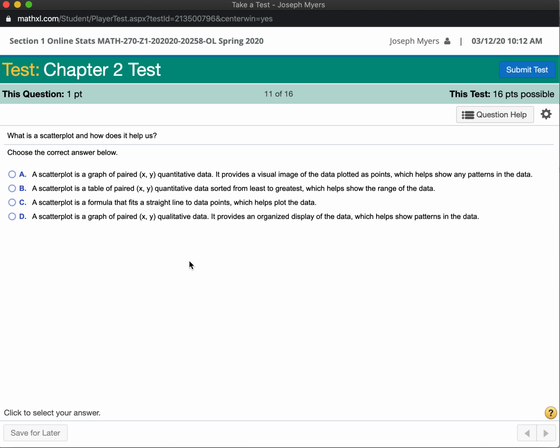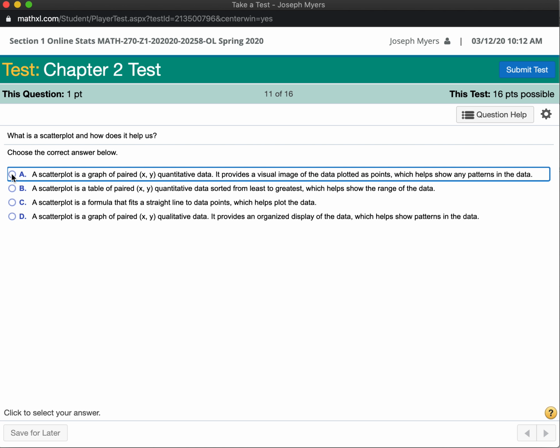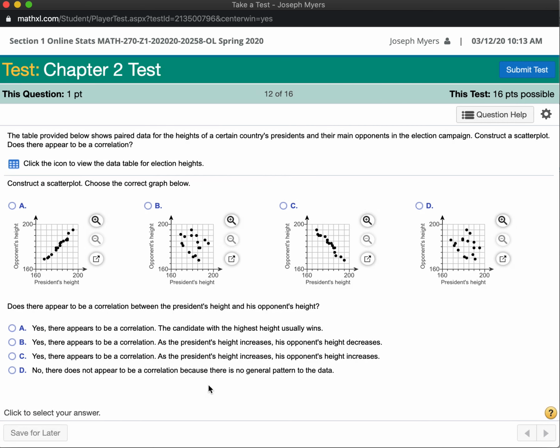Okay, what is a scatter plot? It's a graph of the data points in pairs x and y. So it's a graph of paired data. So it could be A or D. Oh, and it has to be quantitative data. It's a graph of paired quantitative data. It provides a visual image of the data plotted as points, which helps show any patterns in the data. So that's that. So let's try to actually do a scatter plot.